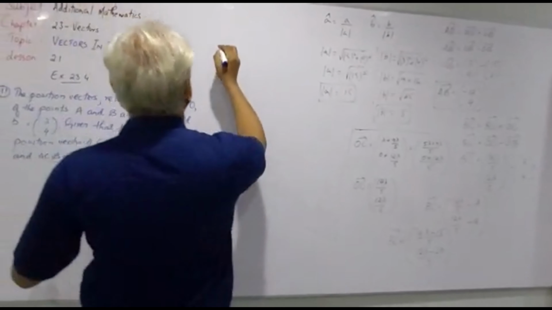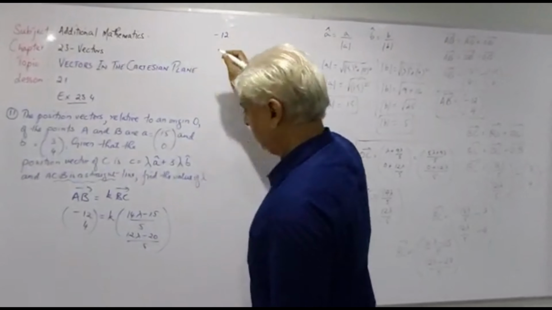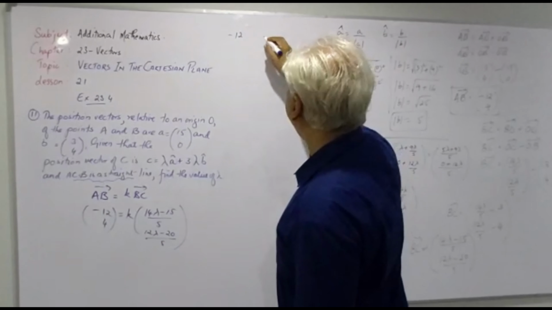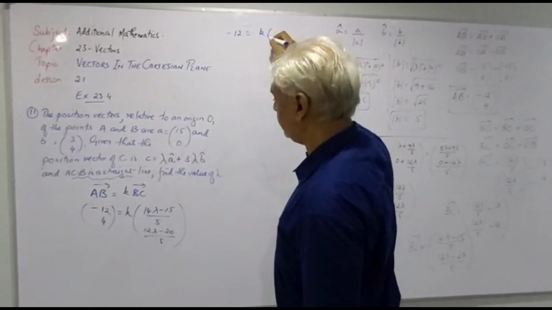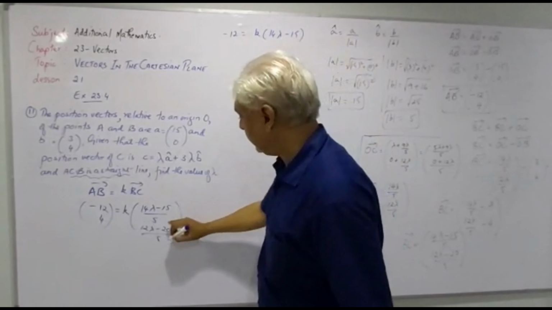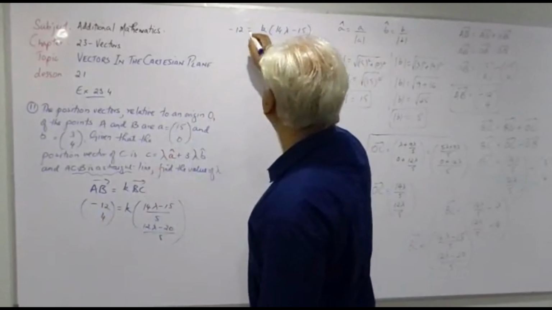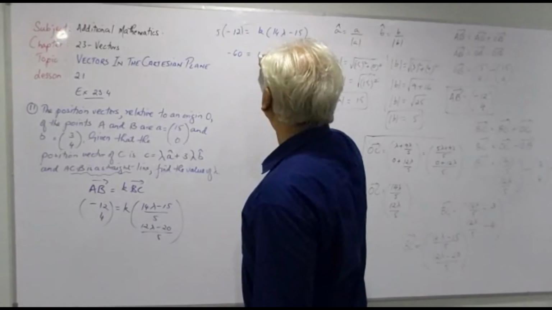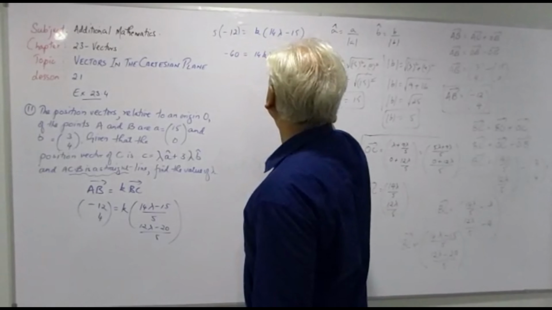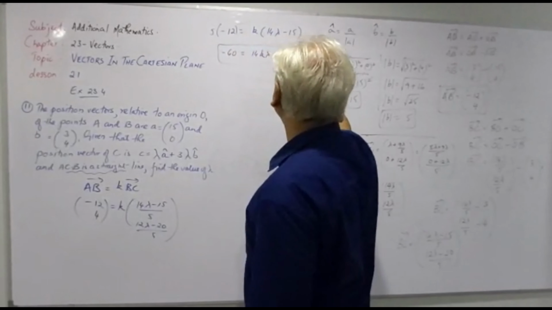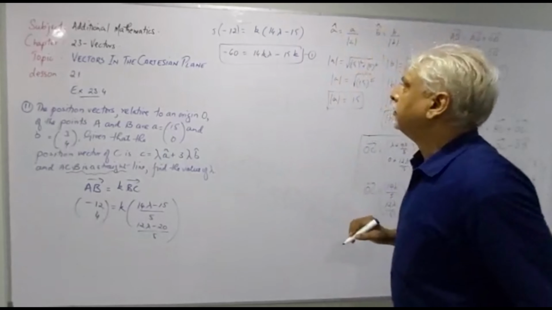So we have minus 12. I can form this equation: minus 12 equals K times 14 lambda minus 15 over 5. If I bring this 5 over here to multiply with 12, I get minus 60 equals 14 K lambda minus 15 K. Now this is one equation in terms of lambda and K.